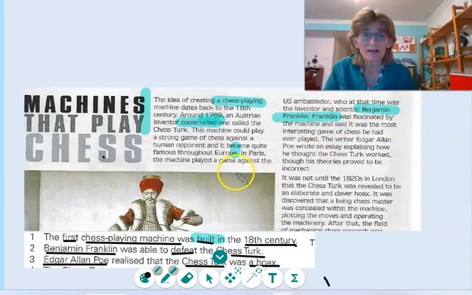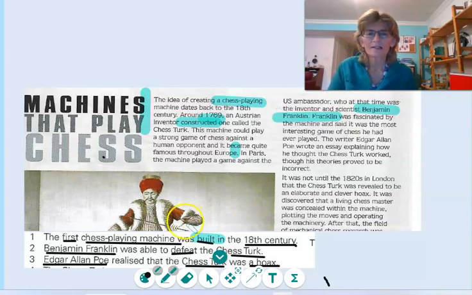Okay, so in Paris, the machine played a game against the US ambassador, who at that time was the inventor and scientist Benjamin Franklin. Okay, so we know here that he played a game, but so far we don't know if he defeated the chess Turk. We know he played a game against the chess Turk, but we don't know if he defeated it. Let's go on, just check.